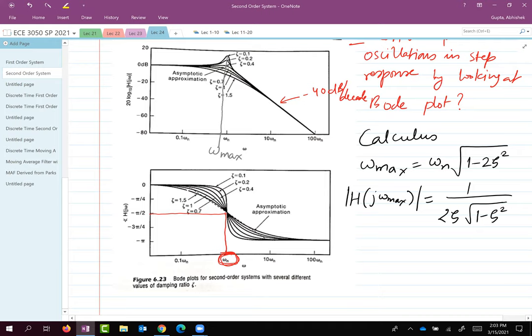And the absolute value of H at omega max is 1 over 2 zeta square root of 1 minus zeta squared. I'm not going to derive these values in the class, but if you take 3551, you will actually derive it in the class, or at least it'll be one of the homework assignments. It just follows from taking the derivative of 20 log base 10 of H of j omega and setting the first derivative with respect to omega equal to zero, and then solving that equation, which is a horrible equation, but it can be solved.